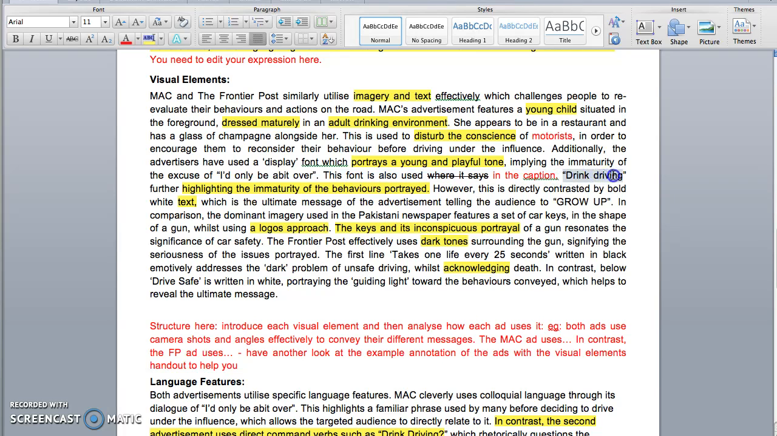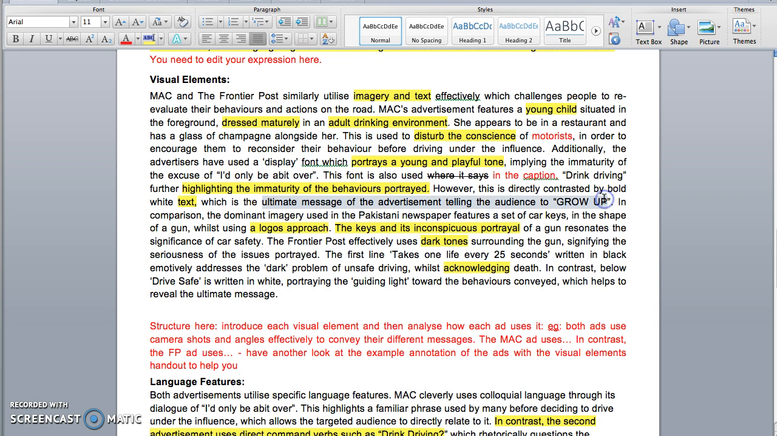Okay, so this is repeated in the caption. It's not a caption. I think it's the slogan of this campaign: "Drink driving, grow up." Again, yes, further highlighting the message of the immaturity of behaviors portrayed. And this is contrasted by the bold white text. Well, what kind of font is it? It's capitalized. So, and have a look at what font it is. I think it's like Arial. So it's a bold, simple, plain, capitalized font, which reinforces this message.